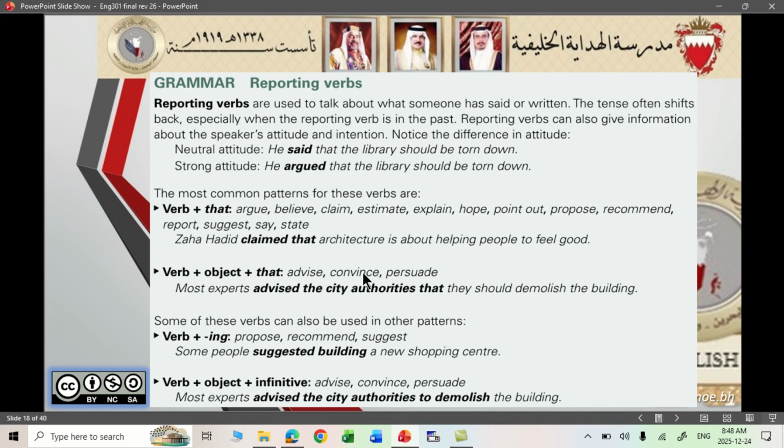Advise, convince, and persuade. Most experts advised the city authorities that. Here is the verb advise, and here is that, and in the middle you have the object. The object comes in the middle. It could be advised Ahmed that. He advised me that, and so on. So it can't be advised that directly. You can use the object in the middle right there.